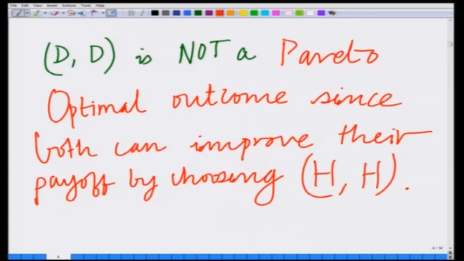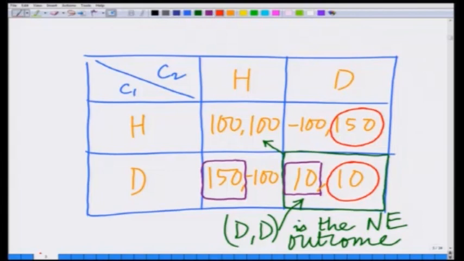So, in this Cold War example, we are basically seeing that the Nash equilibrium is D comma D, which is the intersection of the best responses, and again this D comma D outcome is not a Pareto optimal outcome, because there is another outcome, H comma H, in which both the players can simultaneously improve their payoffs. Therefore, D comma D, which is the Nash equilibrium outcome, is not a Pareto optimal outcome, and this game is therefore similar to the prisoner's dilemma.